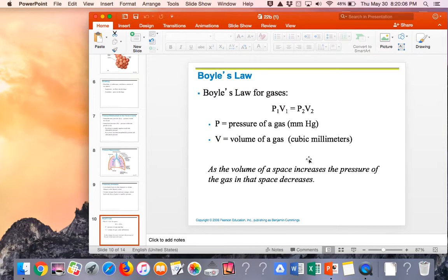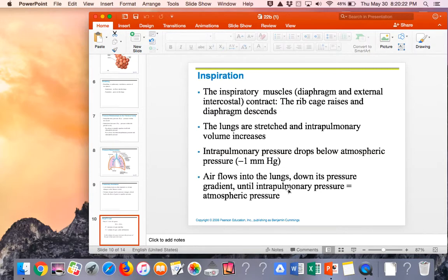Breathing in and breathing out, or ventilation, we need to understand minimally Boyle's law of gases as right here. As the volume of a space increases, the pressure of the gas in that space decreases. There's an inverse relationship between pressure and volume of a gas. As one goes up, the other goes down. So we're going to utilize Boyle's law and manipulate it to get air into our lungs.